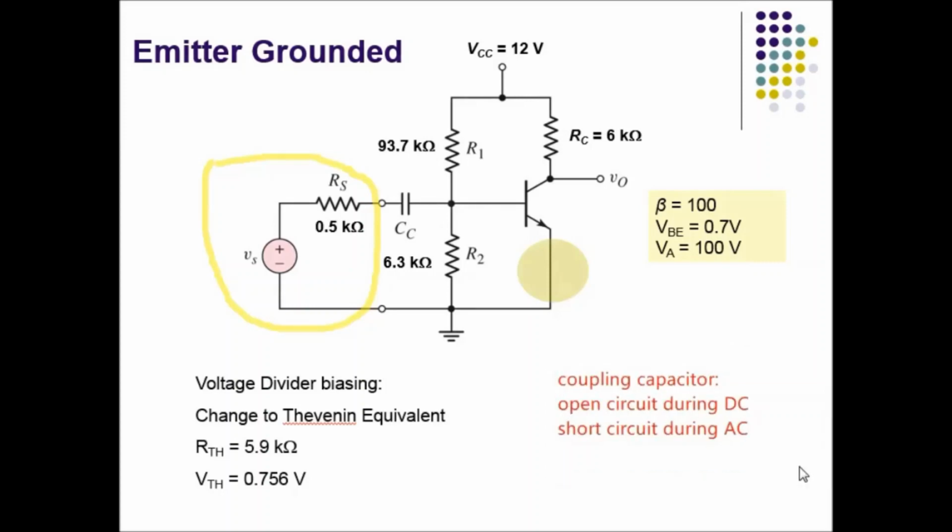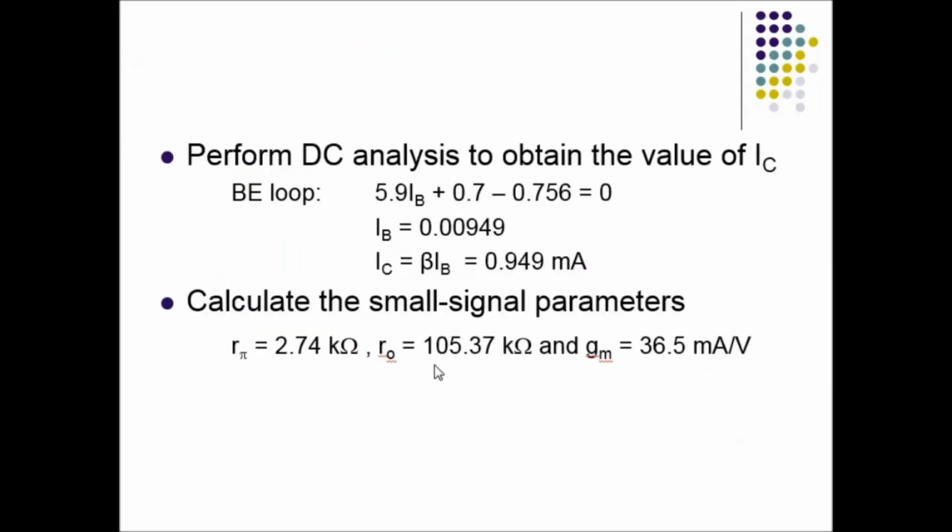Because of this property, when you are doing your DC analysis, you are not going to connect with this VS and RS because your coupling capacitor will be open circuit. So you are only going to deal with this area, and you're just going to do the steps for your Thevenin equivalent, which is shown here in this slide. So this is your BE loop. You can see this is your RTH and this is your VTH.